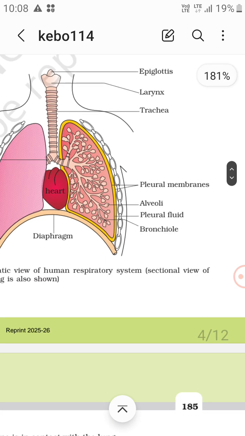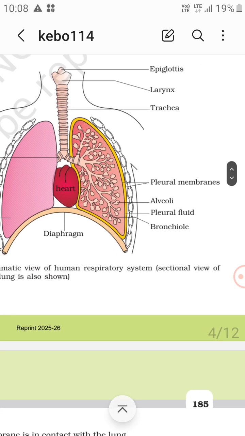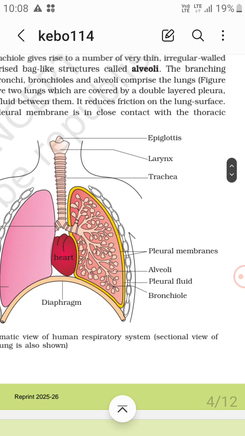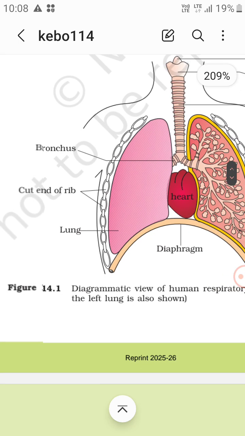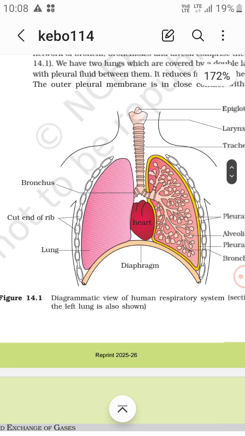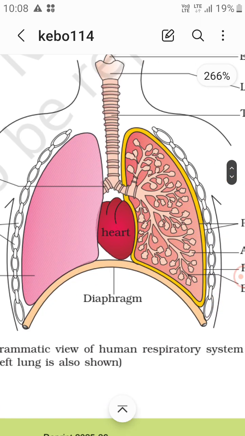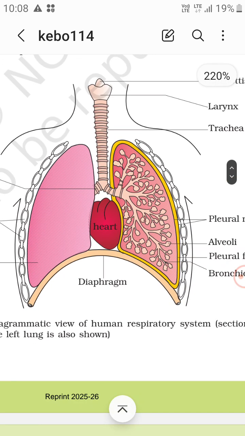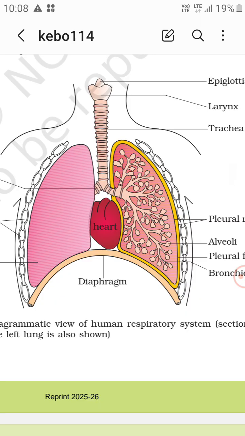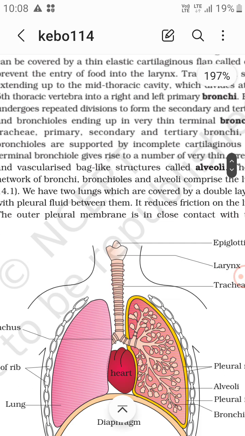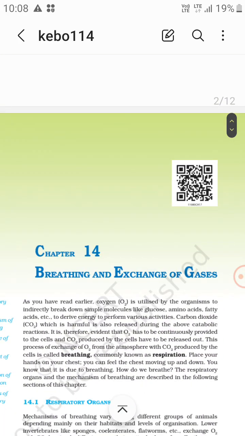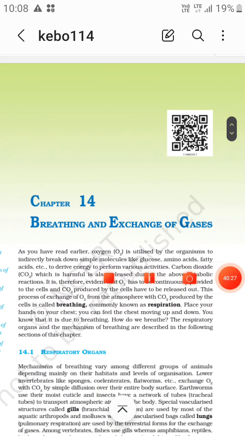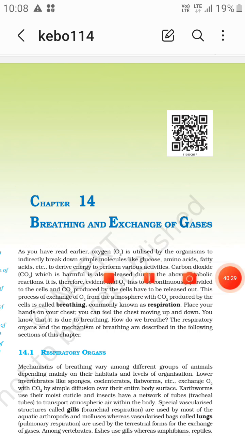Now the bronchiole, as you can see, and this is the diaphragm, right? And these are the lungs and the cut ends of the ribs, and this is the heart. It is slightly tilted to the left side, right? So this is all of it. This is the breathing and exchange of gases. The summary has been left. I will cover it.